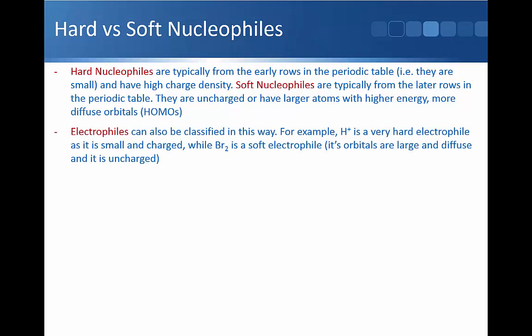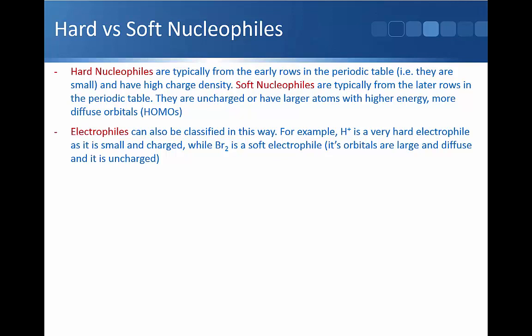And you can categorize electrophiles in the same way. So for example, a proton is a very hard electrophile, it's a very small atom, and it's charged. Whereas bromine is a soft electrophile, because again, bromine is quite a large atom, there's no charge, there's no dipole, so any interaction of bromine with a nucleophile is going to be under orbital overlap control. So you can categorise nucleophiles and electrophiles as hard or soft.